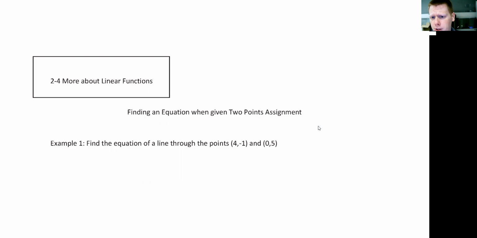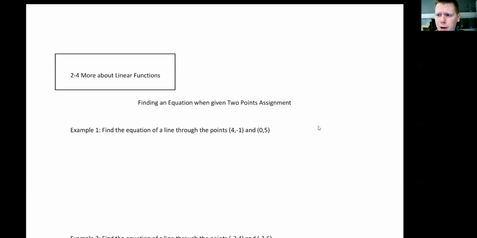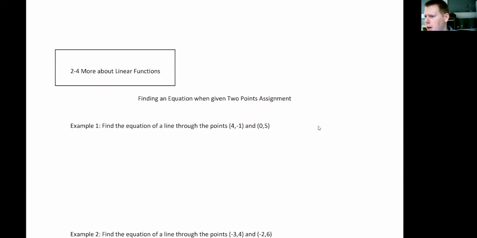What we looked at in section 2.3. Today we're going to look at how to find an equation when we're given 2 points. We'll build on this with our final topic, probably tomorrow or Wednesday this week. But keep in mind, we're going to have our final quiz this quarter, most likely on Friday this week.